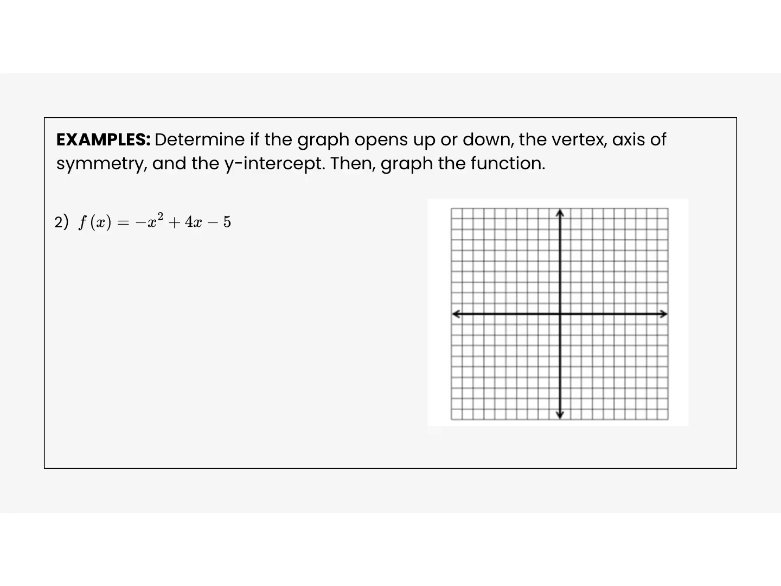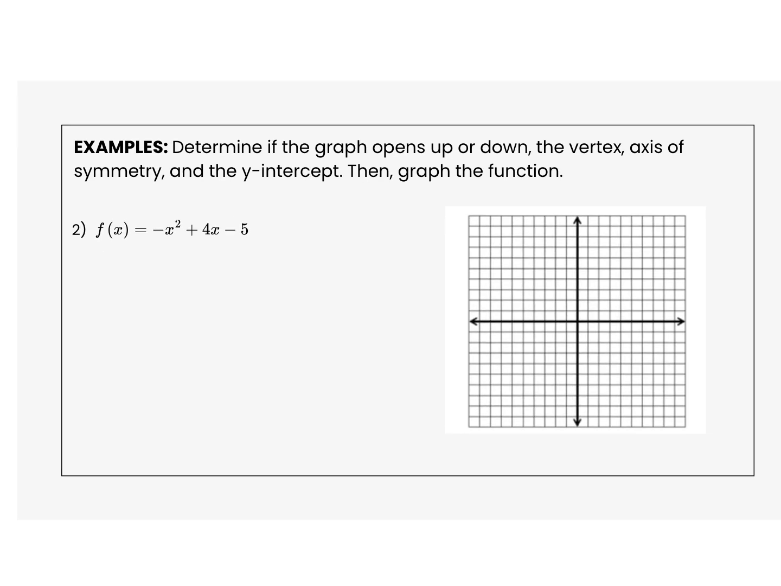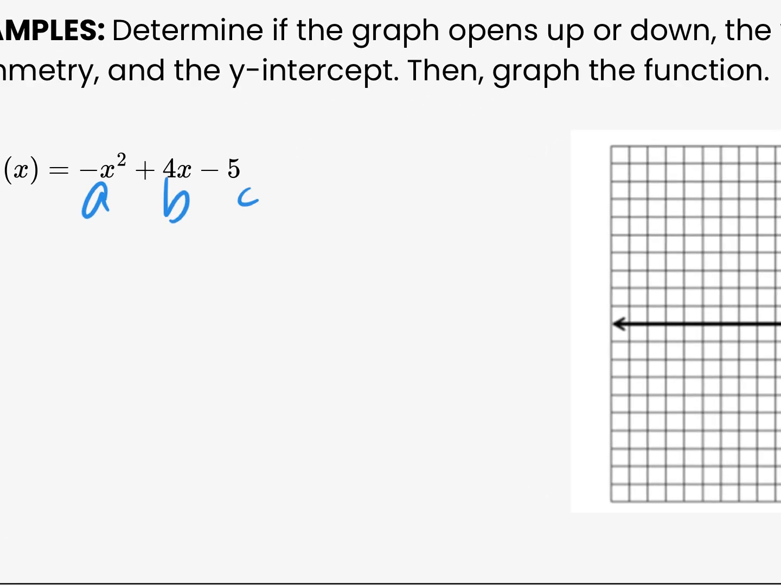Okay, here we have another example. We're going to start with, does the graph open up or down? What's the vertex, axis of symmetry, and the y-intercept? And then we're going to graph it. Okay, so here's A, here's B, here's C. So A is negative, which means the graph is going to open down.